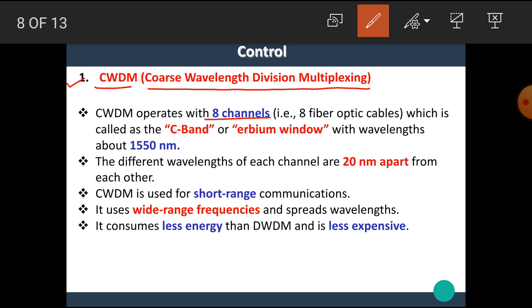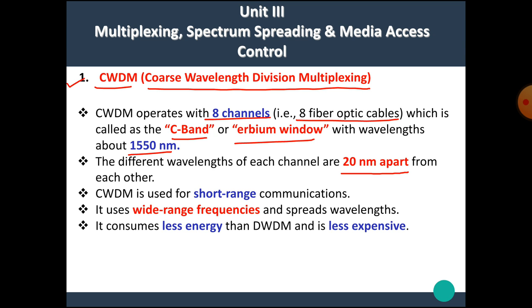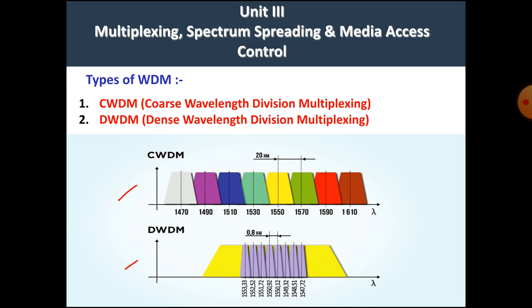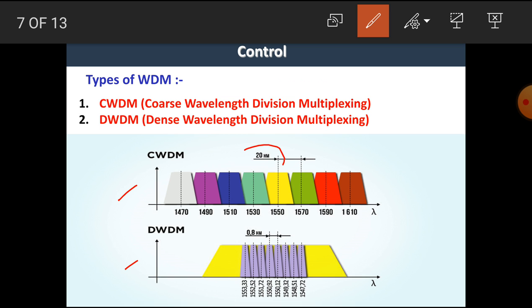CWDM operates with 8 channels, that is 8 fiber optic cables, in what is called the C-band or erbium window, with a wavelength of about 1550 nanometer. The different wavelengths of the different channels are 20 nanometer apart from each other. Here we can see that these signals are 20 nanometer apart from each other.